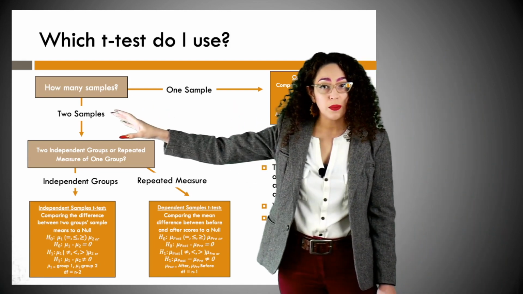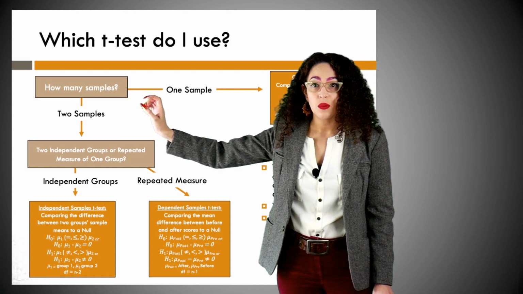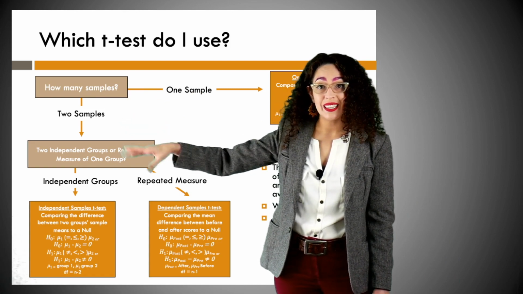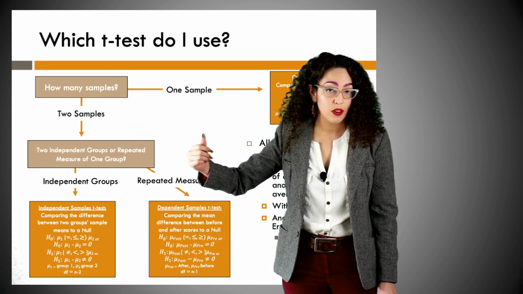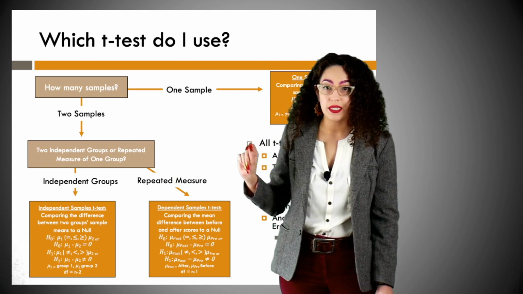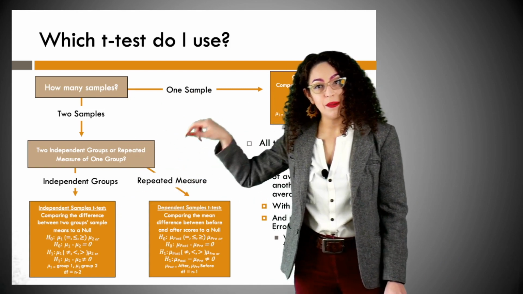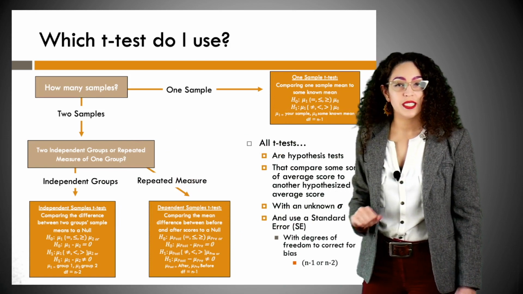Were there two samples? Yes, okay. Were they repeated measure samples, meaning that you just asked the same person twice later on? Or are they completely independent? If it's independent, you do independent samples. Repeated measures, you do a dependent samples.